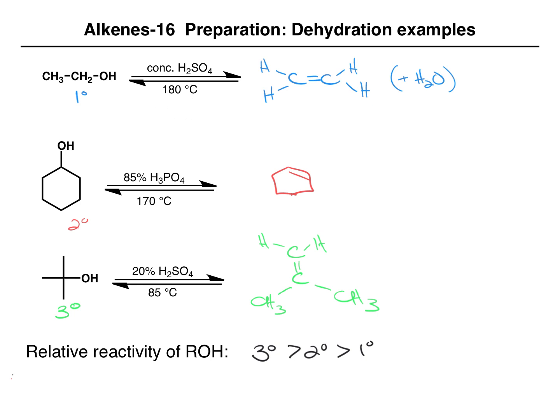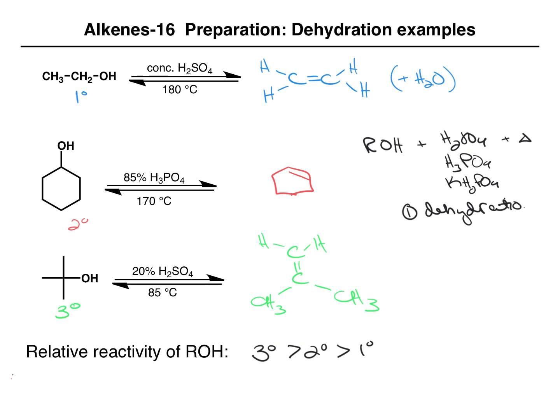Now, there are other methods that can be used, other reagents that can be used to convert alcohols to alkenes, but we are going to stick with this traditional approach. And so in general, whenever you see an alcohol being treated with a strong acid, such as sulfuric acid, phosphoric acid, potassium hydrogen phosphate, etc., plus heat, I want you to think dehydration for the preparation of an alkene.